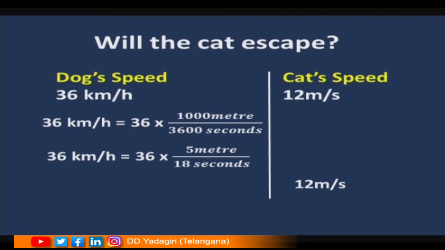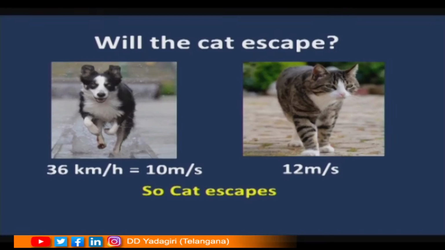So which comes out to be 36 multiplied by 5 by 18, which gives us 10 meters per second. So the speed of the dog, which is 36 km per hour, is equal to 10 meters per second. Now it is easy for us to compare both the speeds. So here clearly cat runs at a greater speed. So the cat escapes.